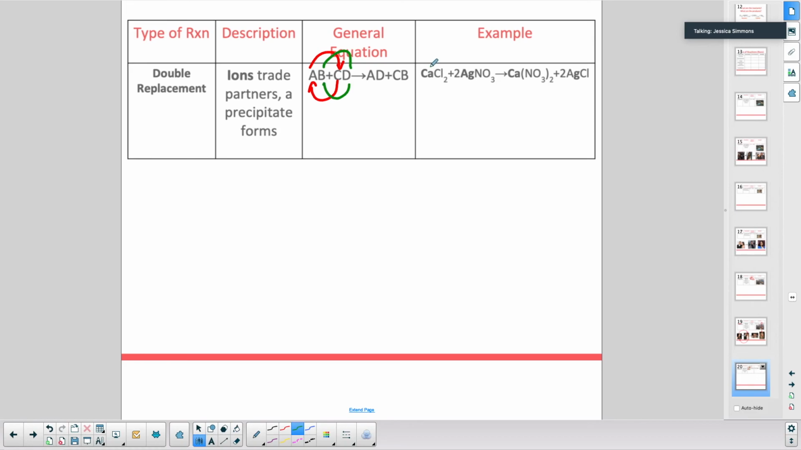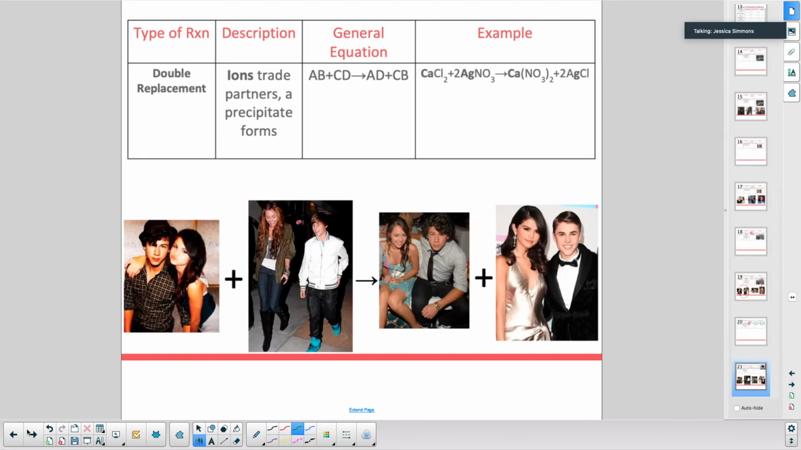All right, so here's your example. You can see the bold ones are what switch. It's written the other way, but if you see it, these two guys are with different partners. It's written to where you would be able to see the anion switch, but either way you switch it is fine.